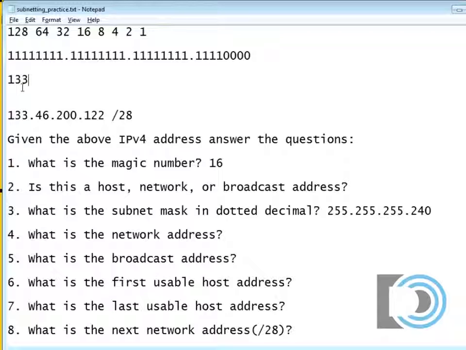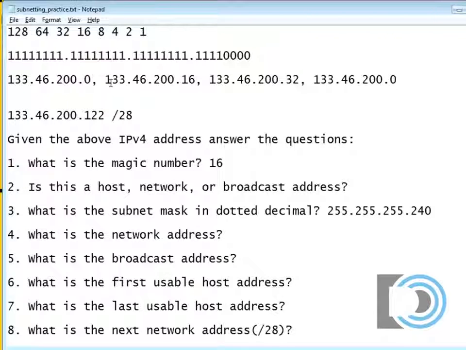So the first network is going to be 133.46.200.0. That's the first network. The first network's going to start at 0. Notice how the 0 goes in the last octet. Well, which octet are we talking about where the subnetting is taking place? The last octet. So there's the first network. And since the networks go up by the magic number, the next network is what? 16. And the next network is 32.